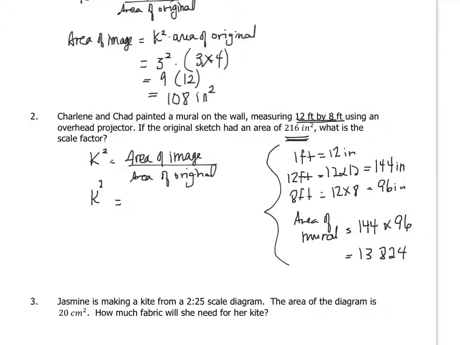So here, I would know that k squared would be 13,824 for the image, and the original would be 216. So k squared would equal that divided by 216, which is 64. So k would equal the square root of 64, which is 8. So the scale factor would be 8. The image dimensions are 8 times larger than the original dimensions.